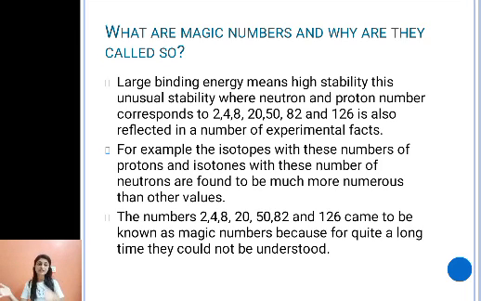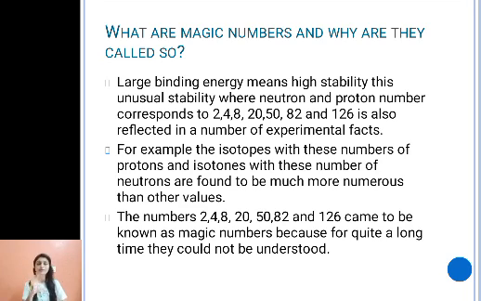So large binding energy means high stability, and this unusual stability where neutron or proton number corresponds to one of these numbers 2, 4, 8, 20, 50, 82, and 126 is also reflected in a number of experimental facts. For example, if the proton number or neutron number matches a magic number, such elements are found to have more isotopes or more isotones.